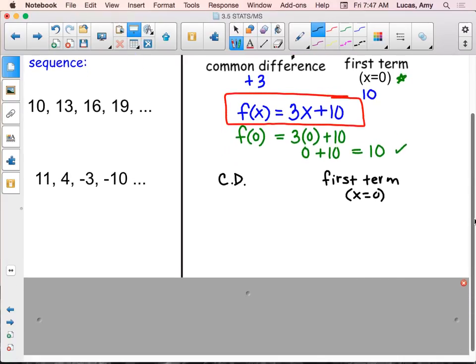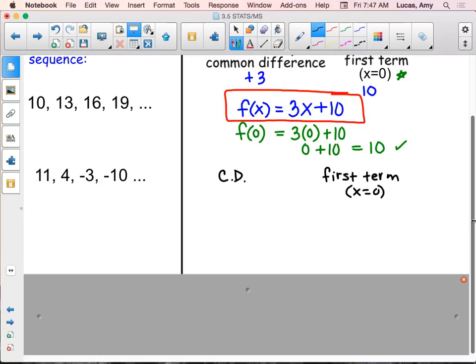Okay, the common difference on this sequence. If I go from 11 to 4, I am going down 7. And my first term is 11. So f of x equals negative 7x plus 11 is my equation.